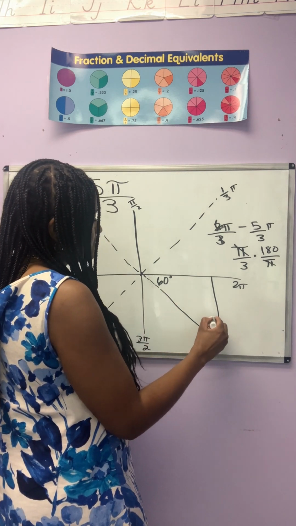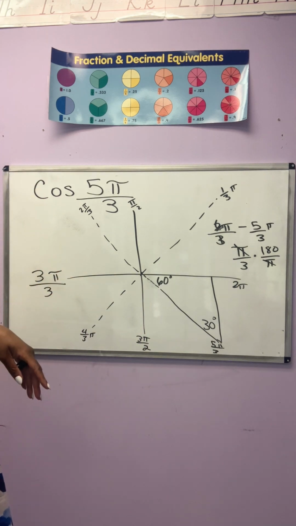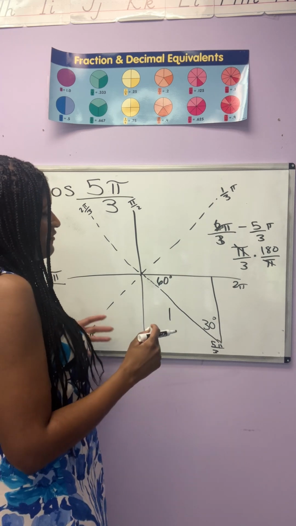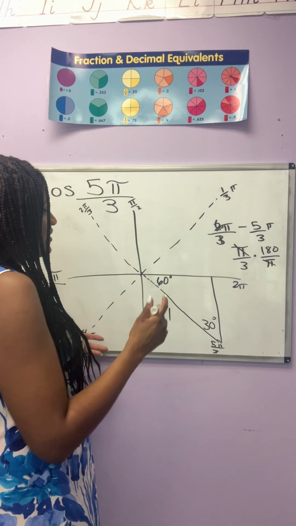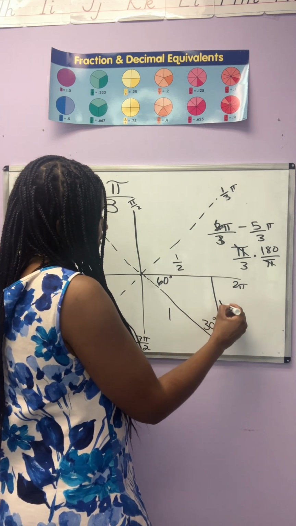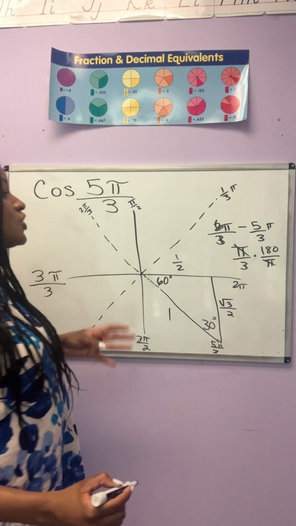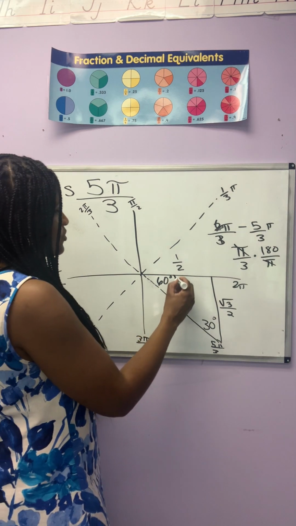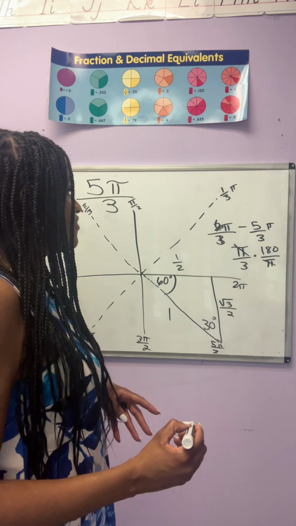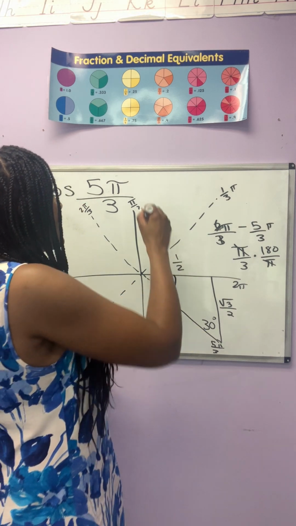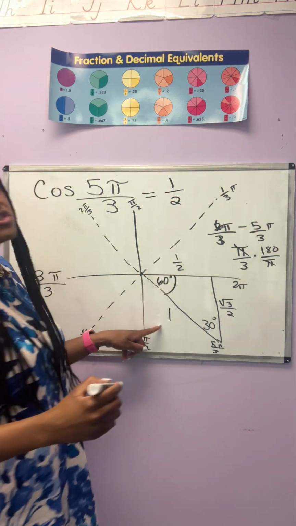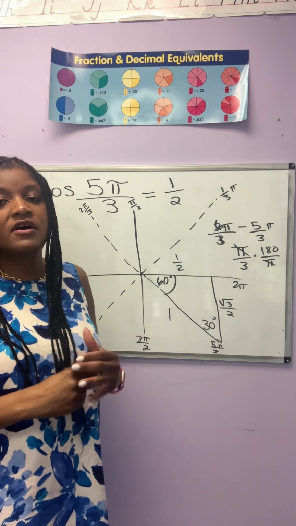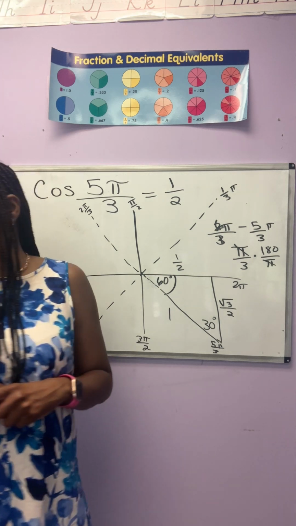Except we're doing cosine this time. But other than that, it's what we just had before with the 300 degrees. So we remember where everything was placed. Now cosine is adjacent over hypotenuse. So if 60 degrees is my reference angle, then adjacent to that 60 degrees is 1/2. And the hypotenuse is 1, but 1/2 over 1 is just 1/2. So cosine of 5 pi over 3 is 1/2.